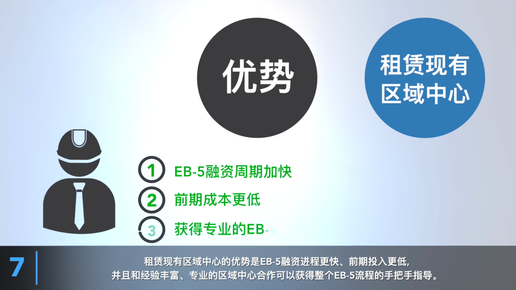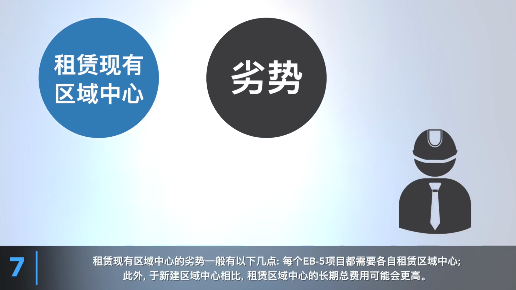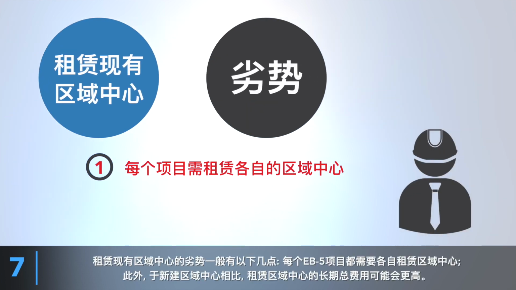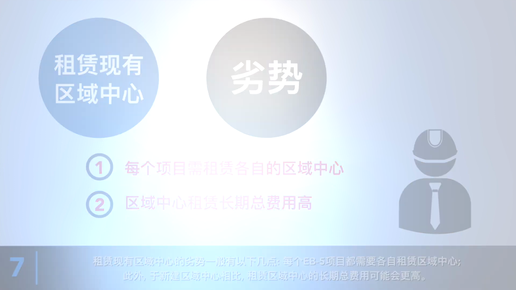On the other hand, the benefits of affiliating with an existing EB-5 regional center include an expedited EB-5 fundraising timeline, lower upfront costs, and the benefit of working with an experienced and professional EB-5 regional center operator who can provide guidance through the EB-5 process. The cons are that normally the project developer must affiliate with a regional center separately for each EB-5 project it pursues. Also, the total costs are likely to be higher in the long term compared to setting up a new regional center.